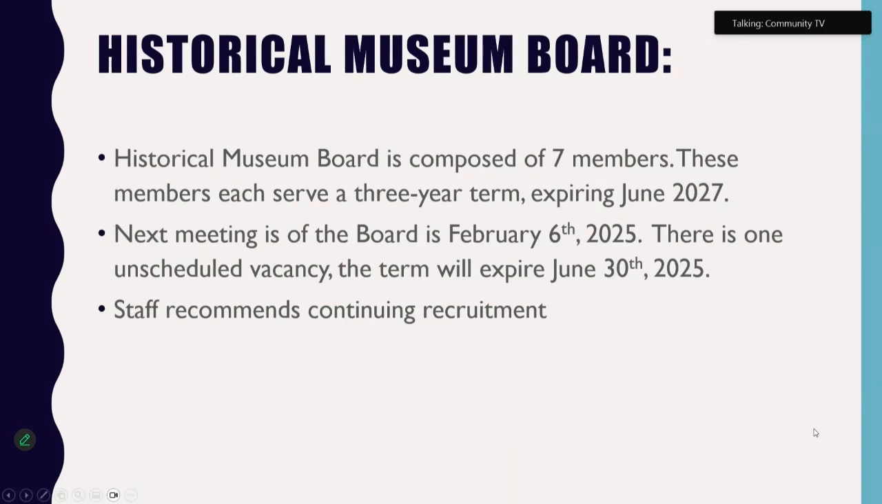Great. And so the last remaining board for the City of Capitola is the Historical Museum Board, which is composed of 7 members. These members serve a 3-year term, which expires in June. It's the only group for the city that has a term expiring in June. There is an unscheduled vacancy. There was one application on file. However, the board has not had a chance to meet with the applicant yet, and they request to continue the recruitment process. So tonight, staff is not recommending an appointment. We would like to hold off and allow for continuation of that recruitment.